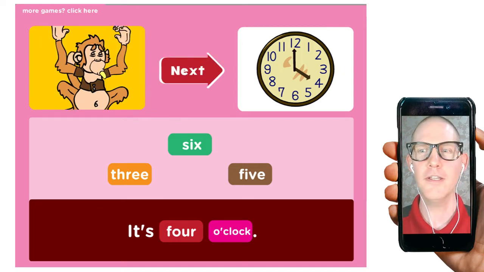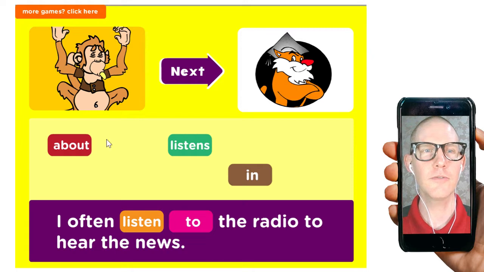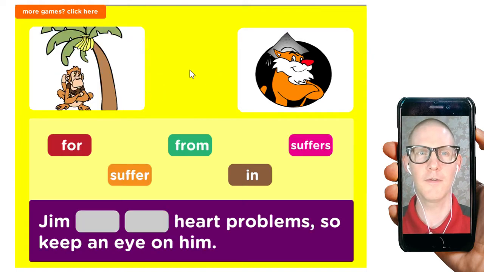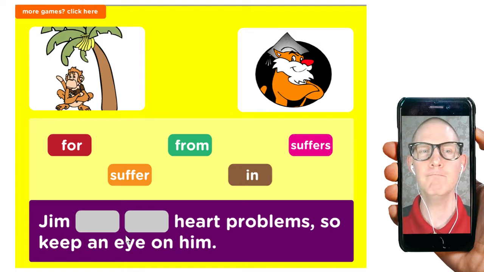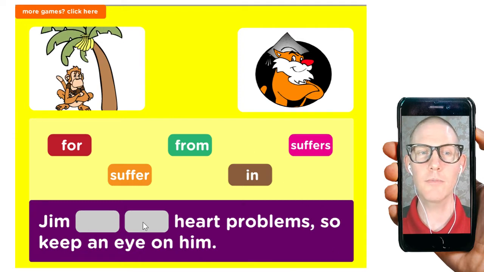All right. Let's go to the next one. Here we go. Verbs followed by prepositions. Let's do it. Jim has heart problems, so keep an eye on him. Right, we need 2 blocks to put it into the sentence. What do you think?